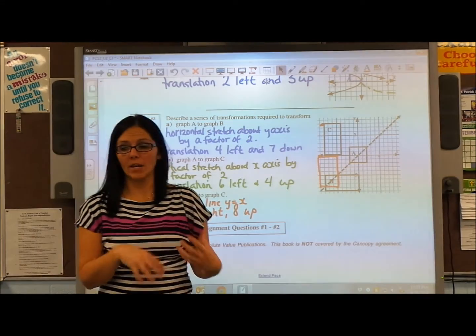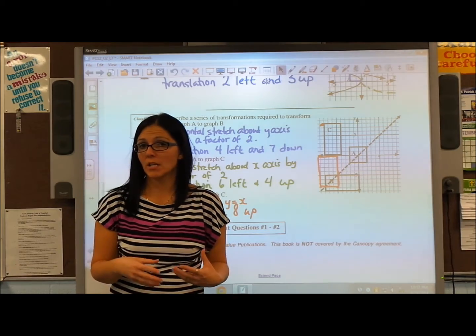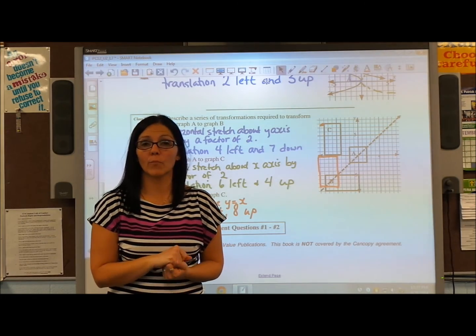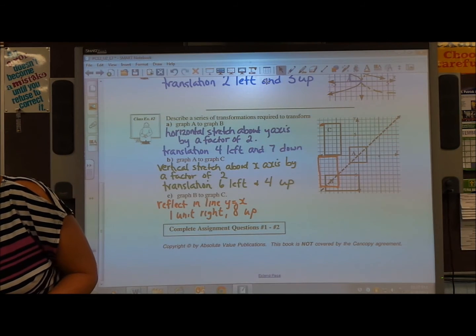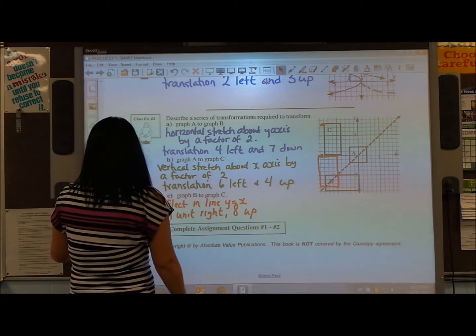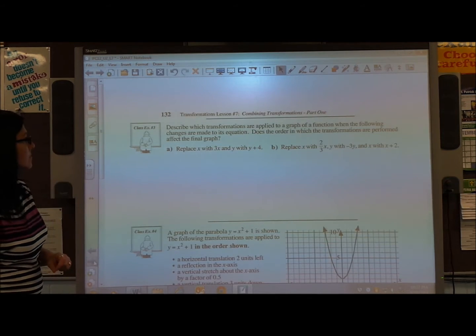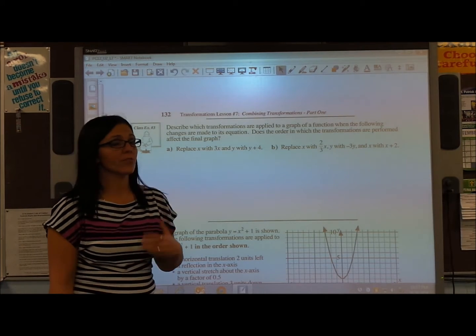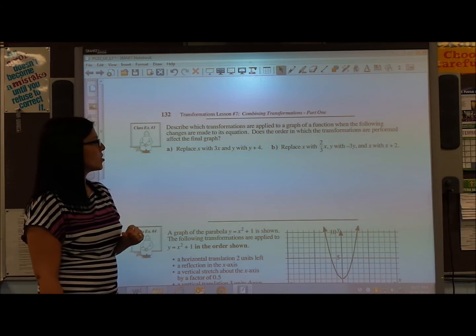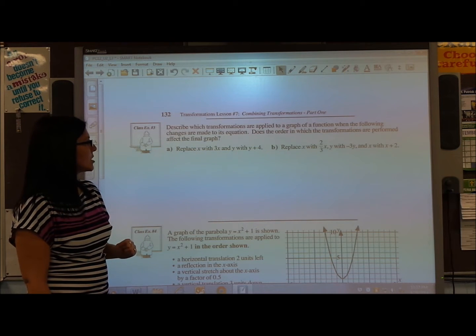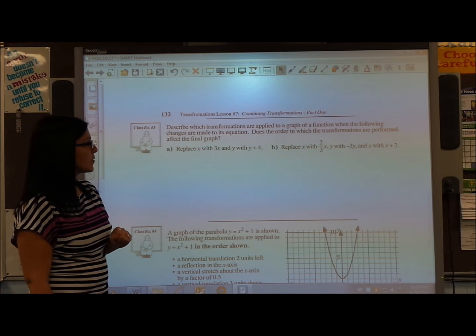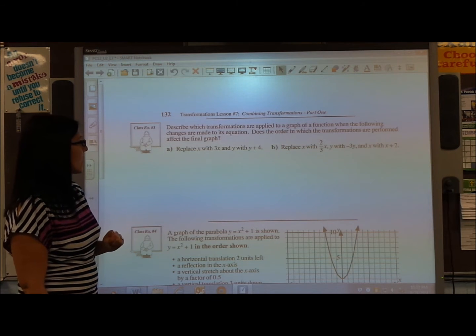Okay. So now I'm going to go through and finish the last part of the examples, and then you'll have the remaining part of class to work on all the questions. So class example number 3. Describe which transformations are applied to a graph of a function when the following changes are made to its equation. Does the order in which the transformations are performed affect the final graph?